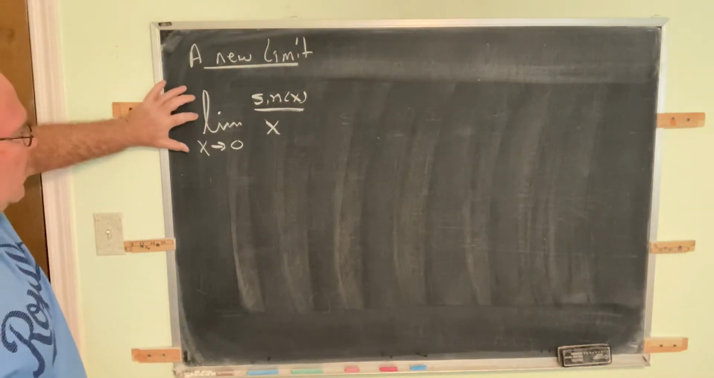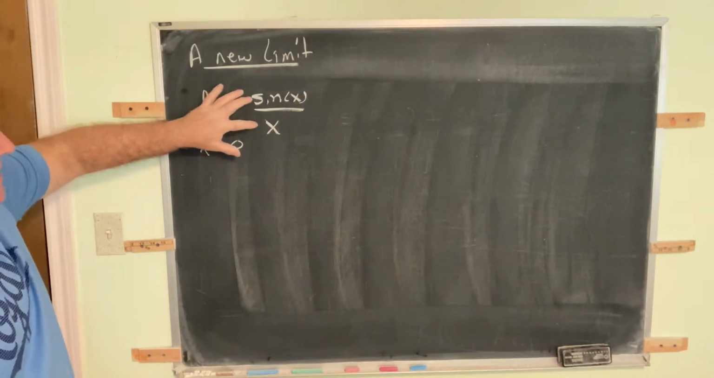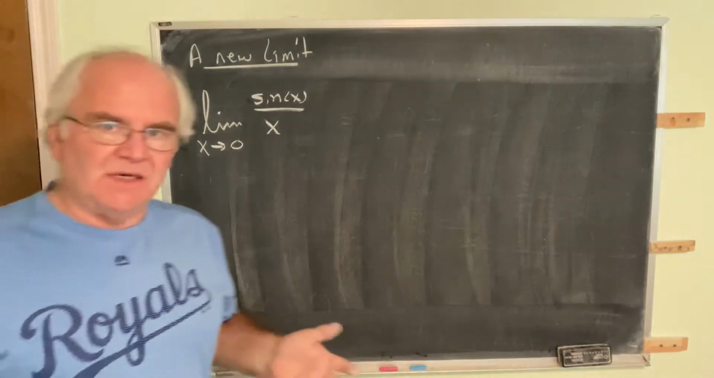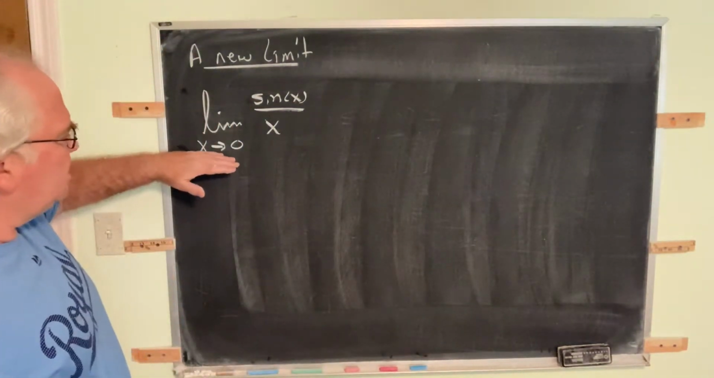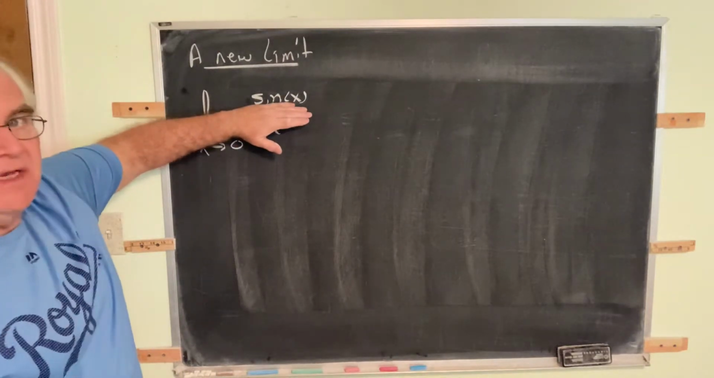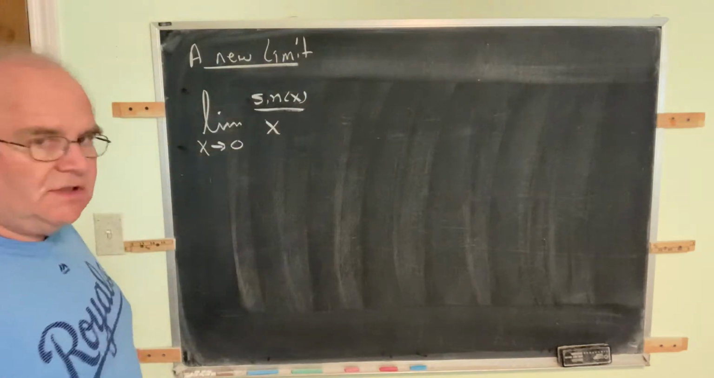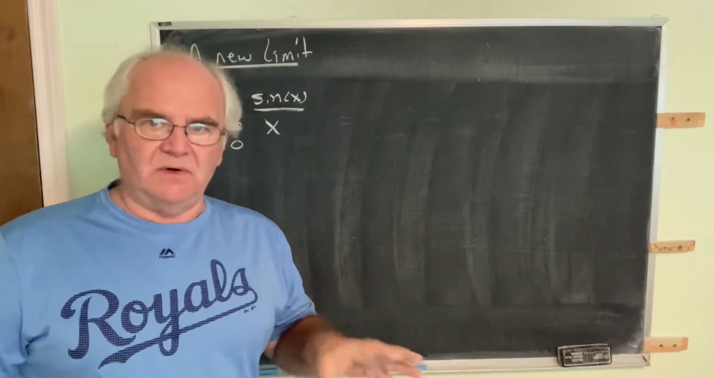I have a new limit here. It is the limit as x goes to 0 of sine of x over x. Now the first thing we try, as always, substitute, simplify. Well, as x goes to 0, substitute: sine of 0 is 0. This goes to 0 divided by 0. So this is the indeterminate form, 0 divided by 0.